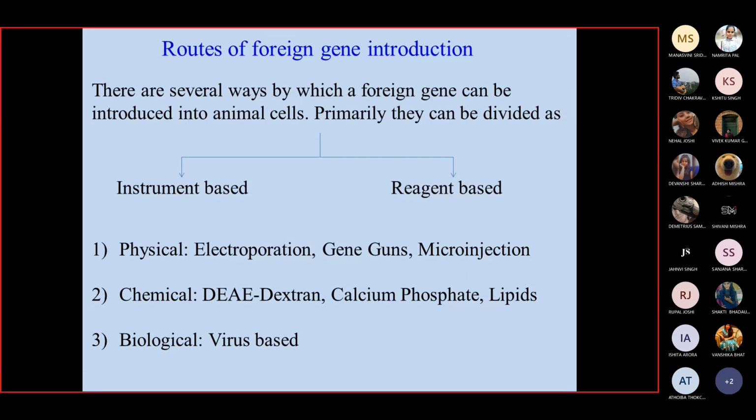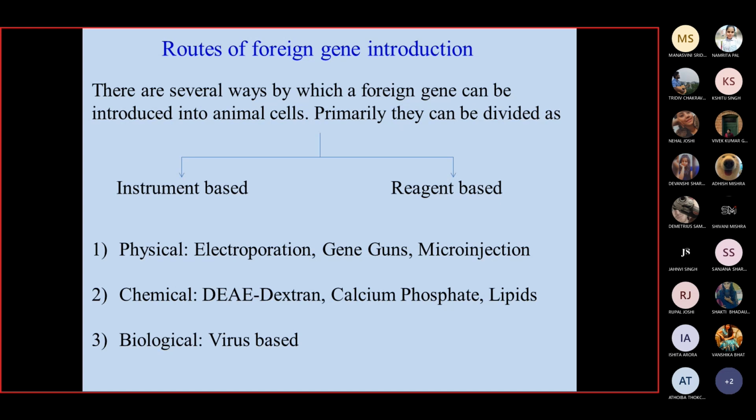And then you have a combination where you use both reagent and instrument. I will show you an example towards the end. You can use a combination of reagent and instrument, and you can improve upon the delivery of this foreign DNA into cells. But why do we even need to deliver foreign DNA?